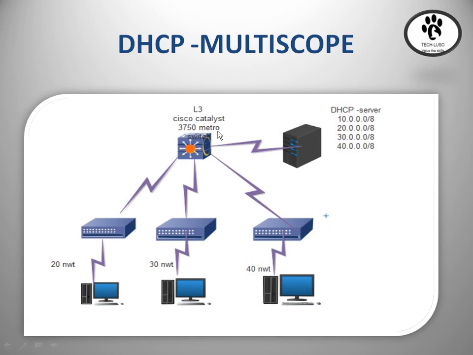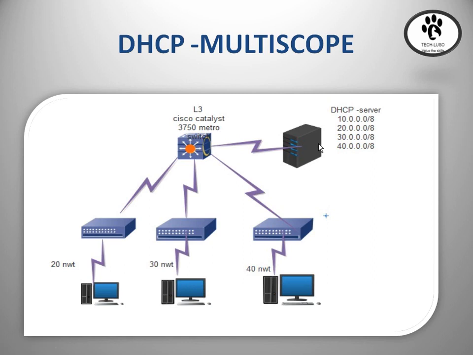This is your Catalyst Layer 3 switch. Here I configured VLANs: VLAN 2, VLAN 3, VLAN 4, as well as VLAN 5. So this is the 10 network, then the 20 scope, 30 scope, as well as the 40 scope, in the sense the 40 network. By using some basic commands, we are going to assign each and every network a different IP. We have only one DHCP server; we are not going to use multiple DHCP servers.